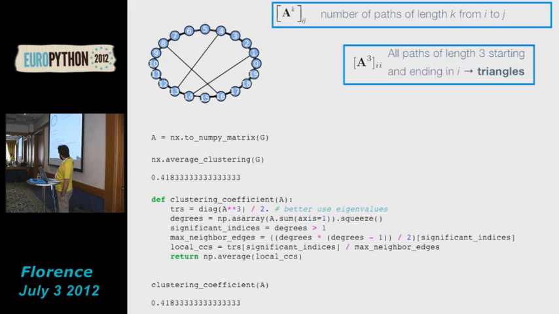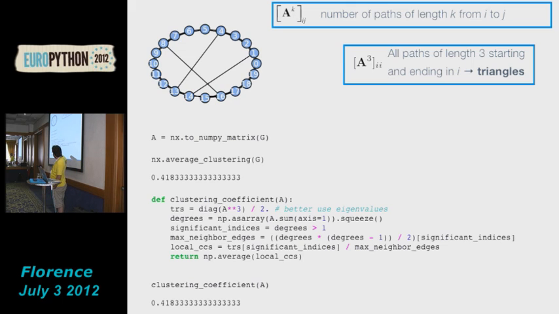the main diagonal. And so here we use the average clustering function of NetworkX, which computes the average clustering of the graph, that is the clustering coefficient. They call it average clustering, but anyway, that is it. And here we write that function using NumPy.